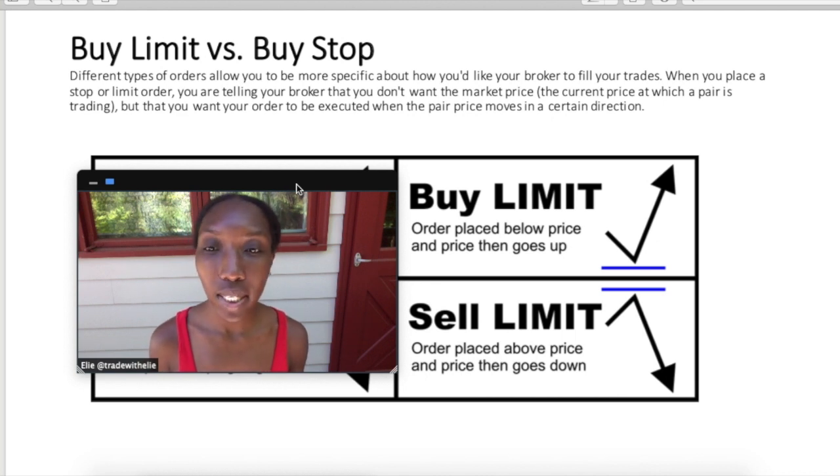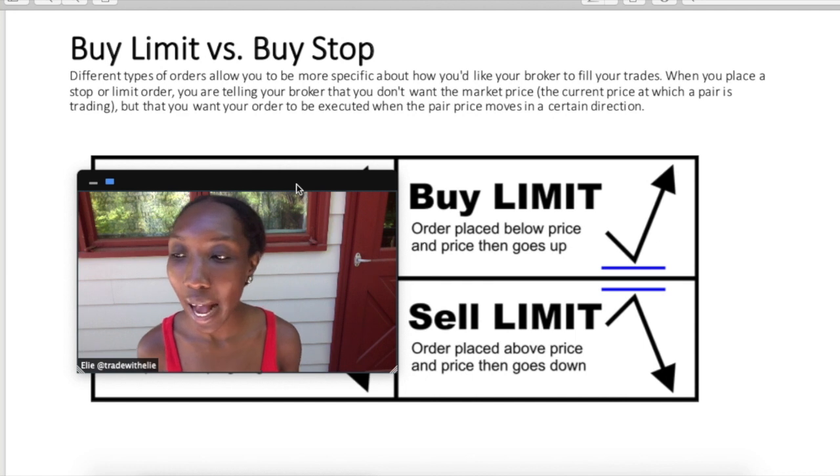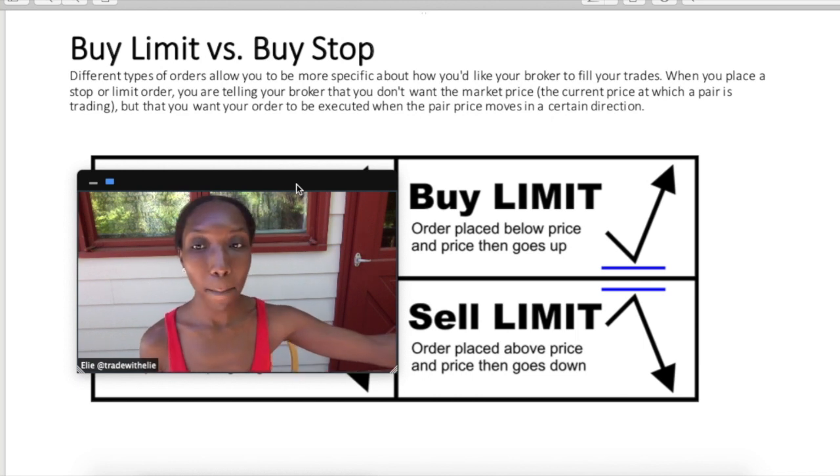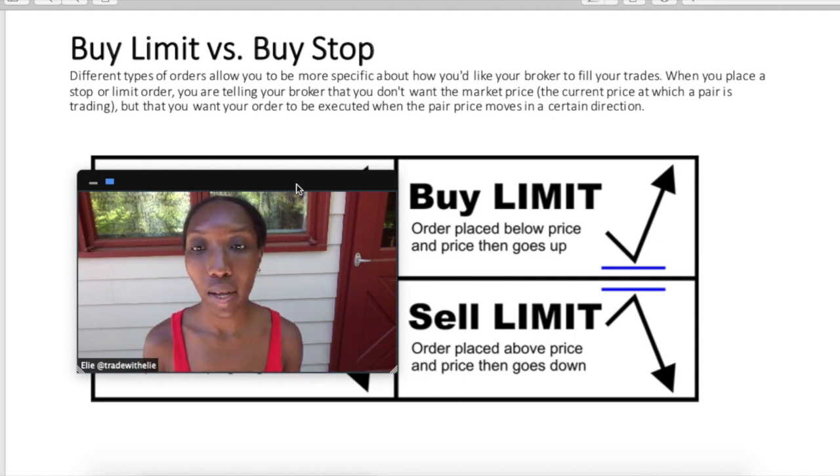That blue line you see there is your pending order. It's going to activate your pending order, and then it's going to shoot up into that buy to hit your take profit, right? It's going to go down and then bounce back up.